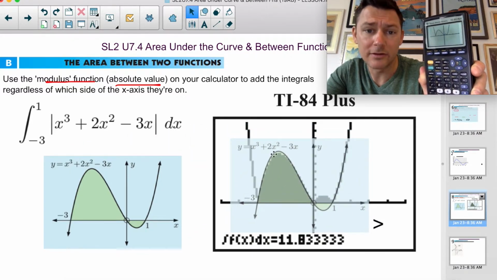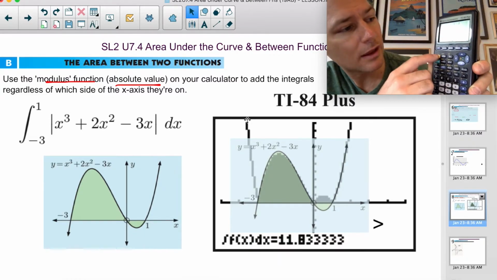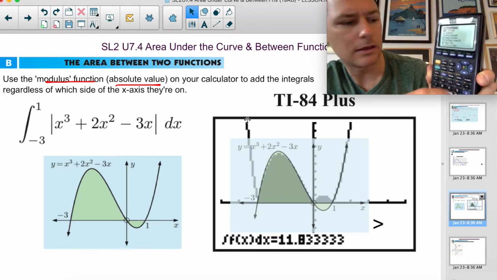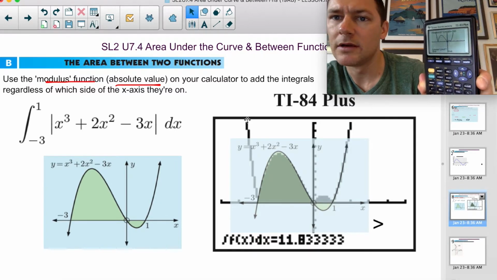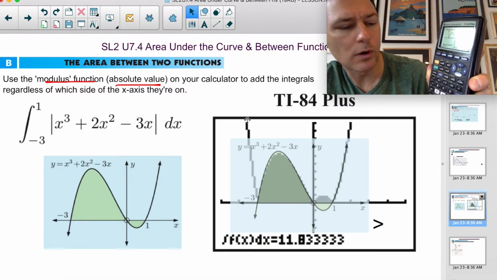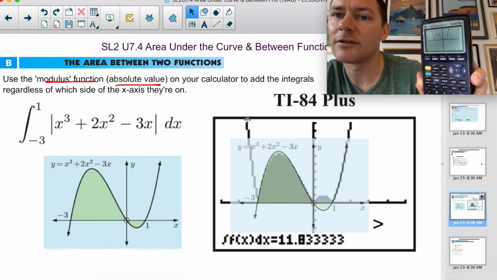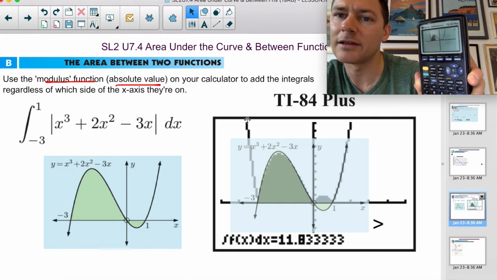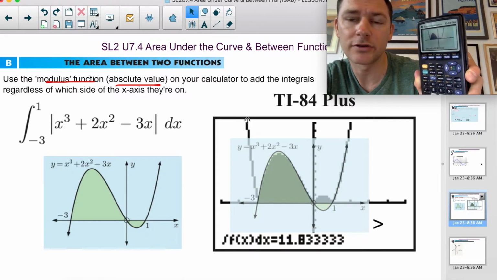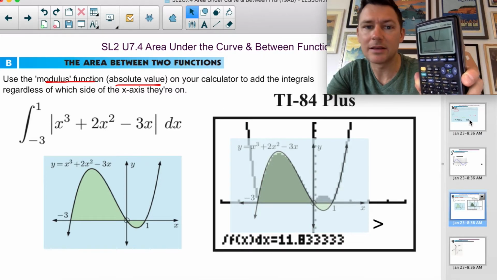This is still positive, but the modulus makes this piece pop up to here, and it flips this piece over. So now if you say, calculate, from lower limit we want to go from -3, upper limit we want to go to 1, please calculate for me, and now it finds all the positive stuff. It has to think a little harder because it's using a modulus function. Cool, and now it says 11.8, which is what we were expecting back here.